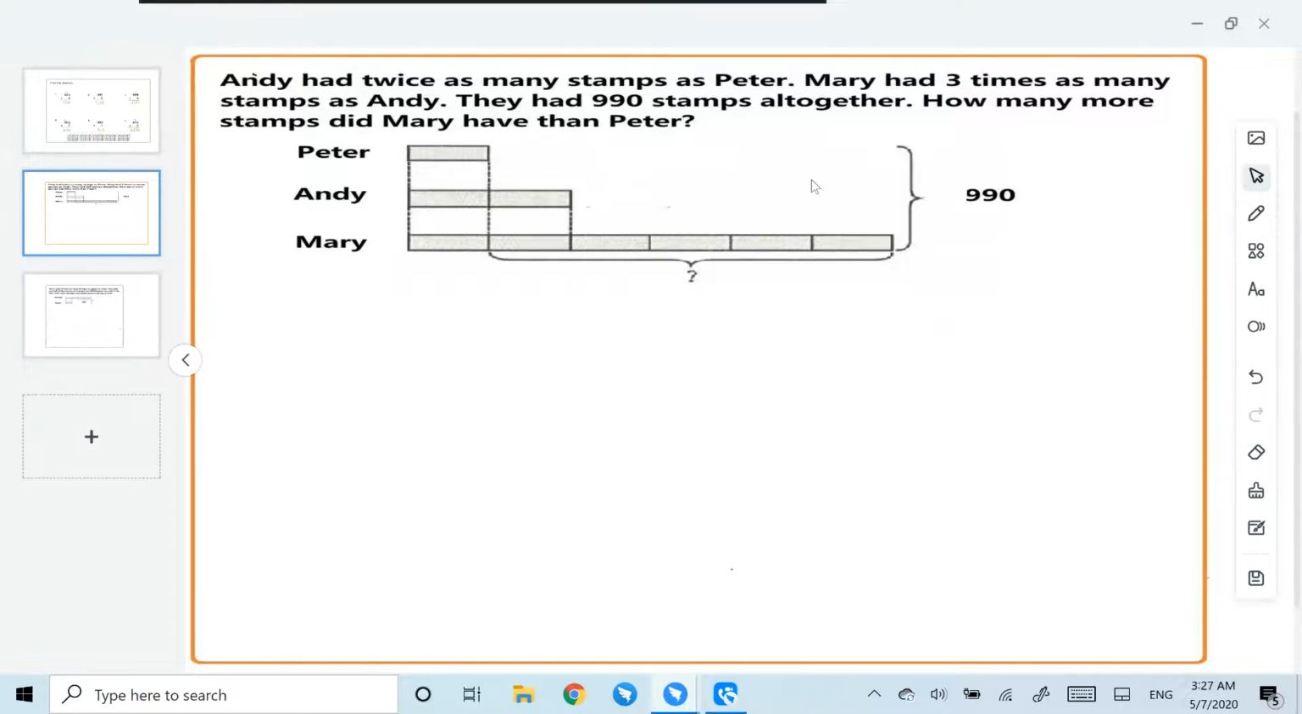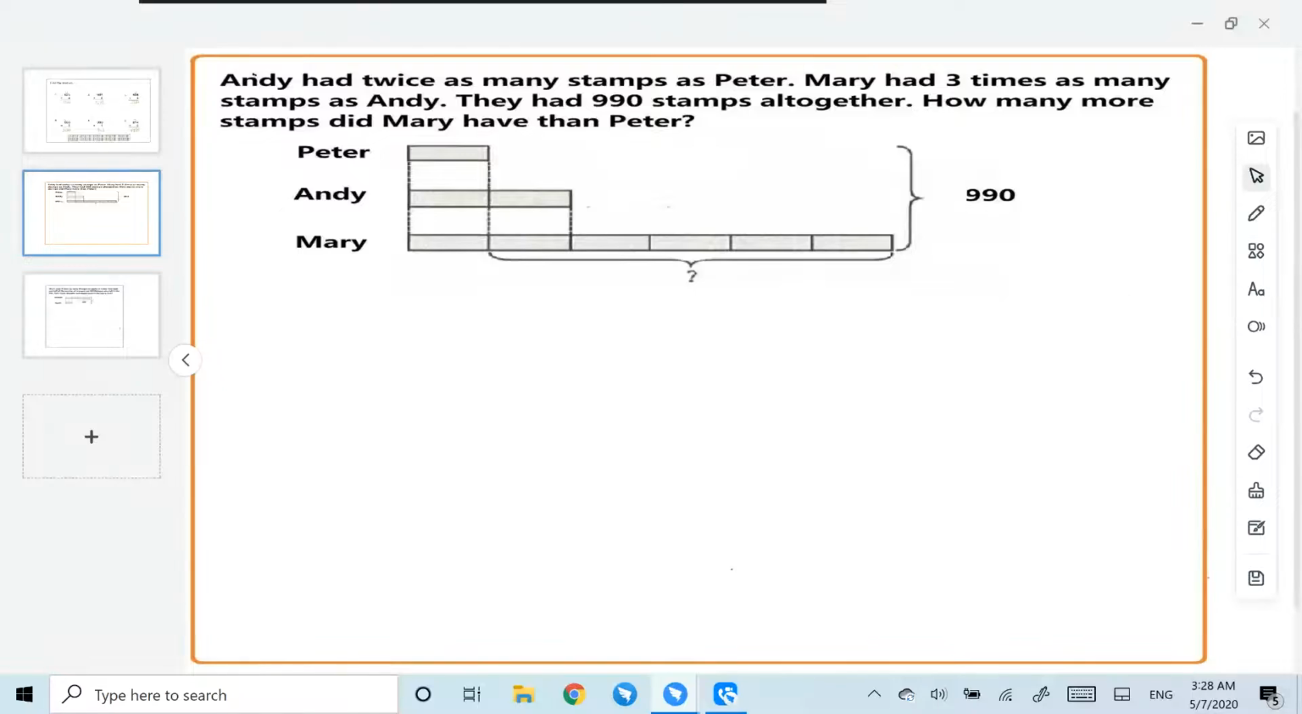Andy had twice as many stamps as Peter. Mary had 3 times as many stamps as Andy. They had 990 stamps altogether. How many more stamps did Mary have than Peter?